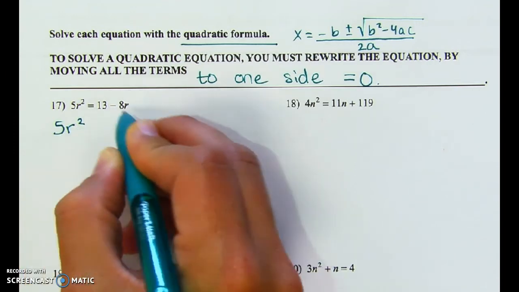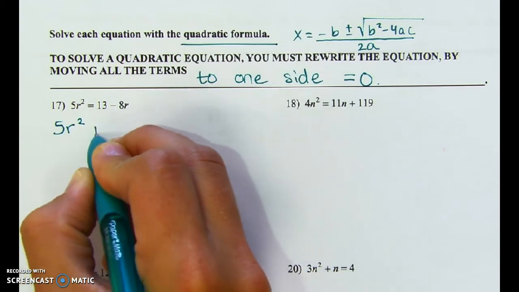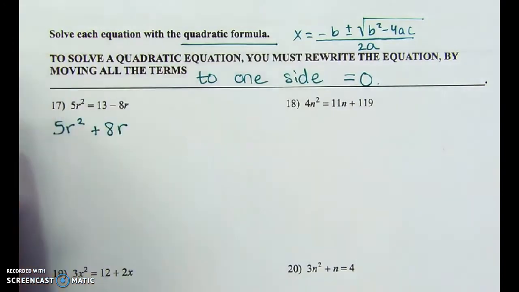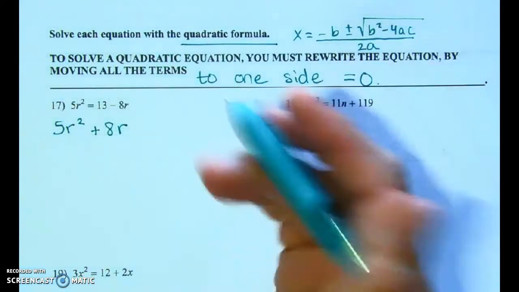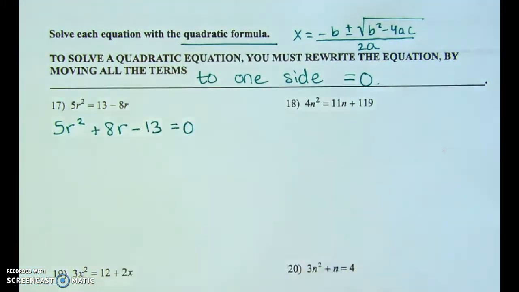5r squared. Now the negative 8r is on the wrong side, so we need to move it to the other side. How do you move it? We're going to add it. So it's negative on the right and it's positive on the left. What about the 13? The 13 is positive on the right and it's going to become negative on the left. So that has to be step one.